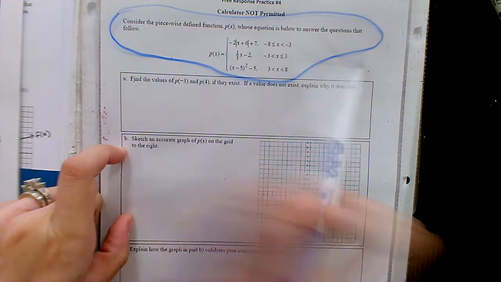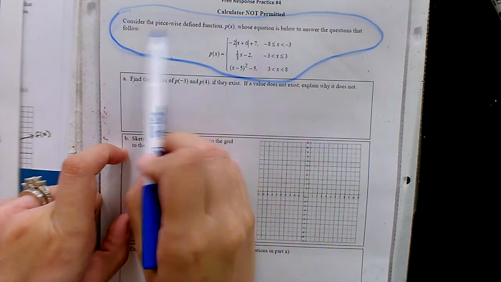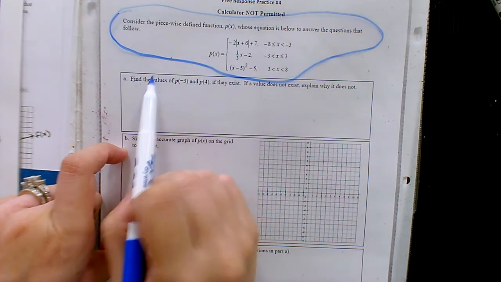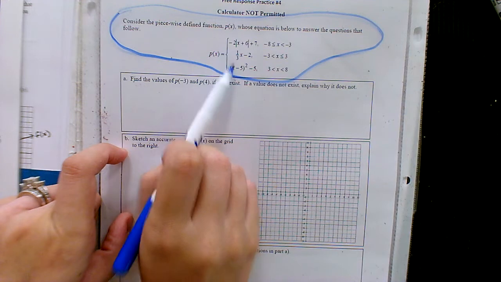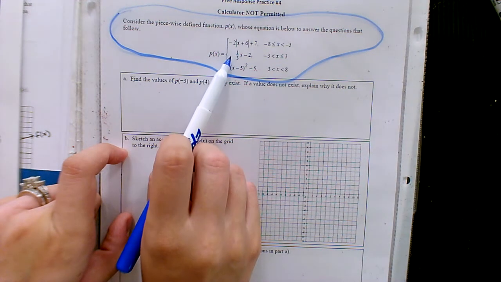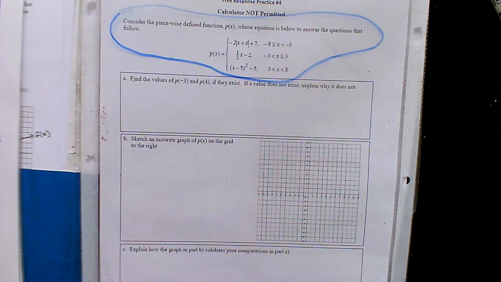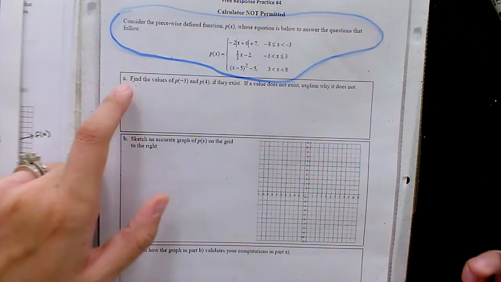Let's take a look at the first one, or let's read the directions. That might be a good first step. Consider the piecewise function below to answer the following questions. So 3 pieces: absolute value, line, quadratic. We got a mixture of things going on here.